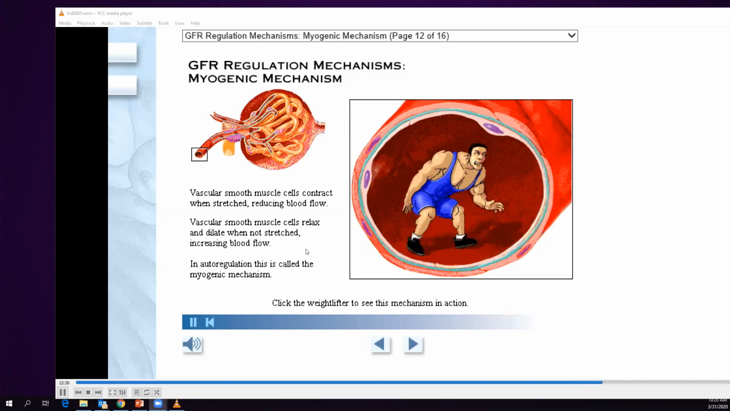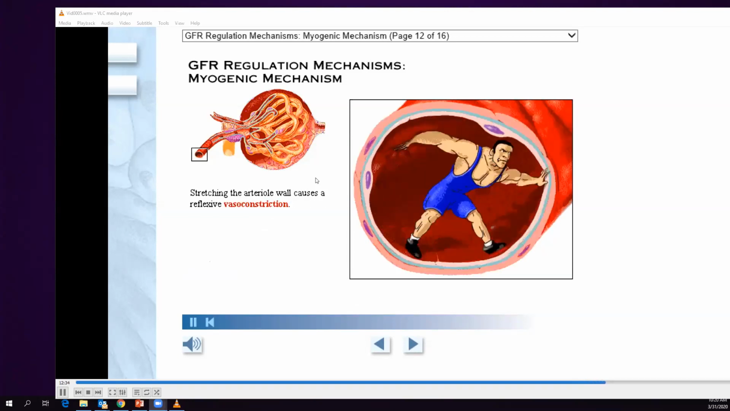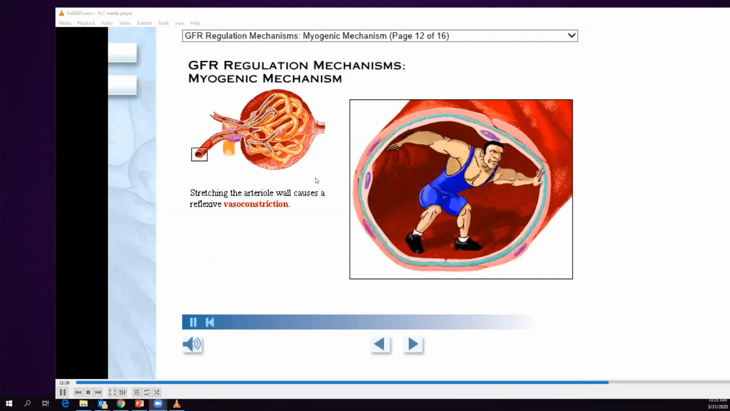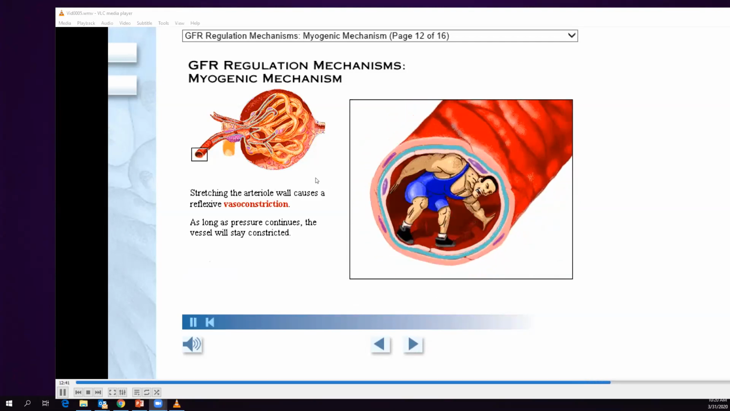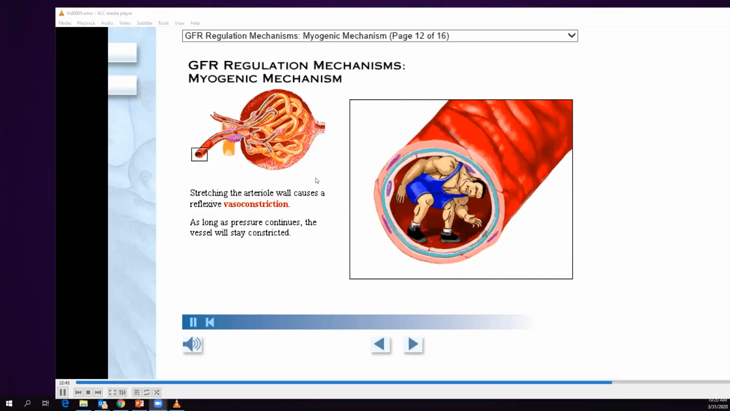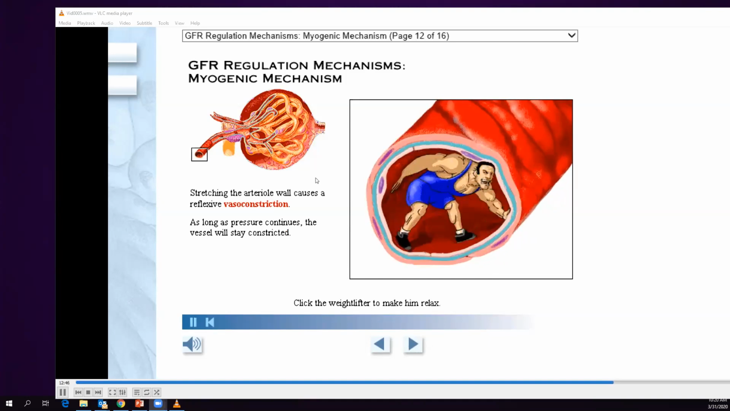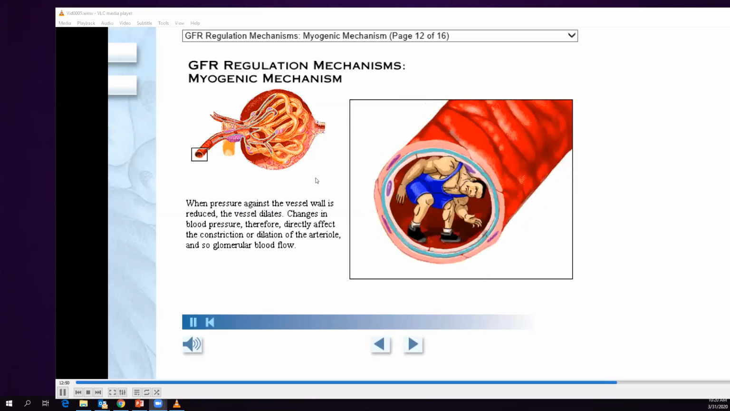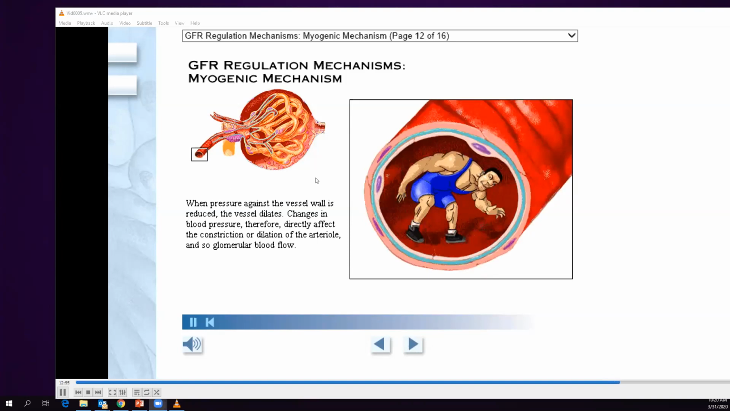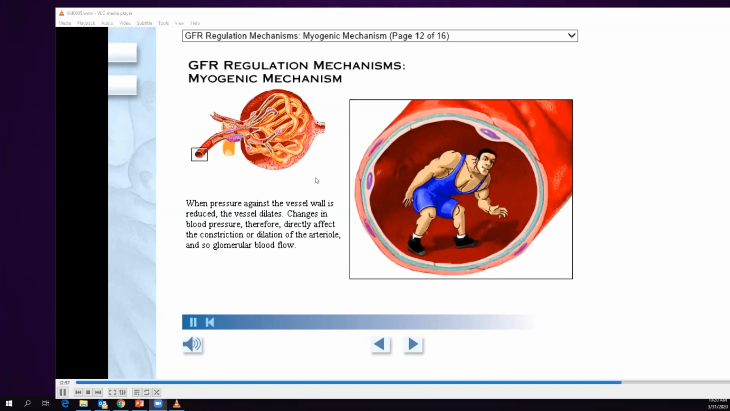Click the weightlifter to see an animation of this mechanism in action. Stretching the arterial wall causes a reflexive vasoconstriction. As long as pressure continues, the vessel will stay constricted. Click the weightlifter to make him relax. When pressure against the vessel wall is reduced, the vessel dilates. Changes in blood pressure therefore directly affect the constriction or dilation of the arteriole, and so glomerular blood flow.